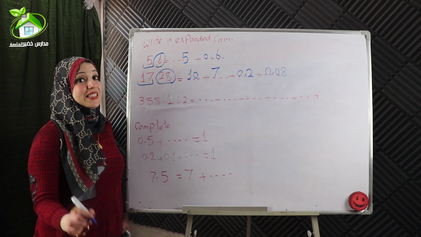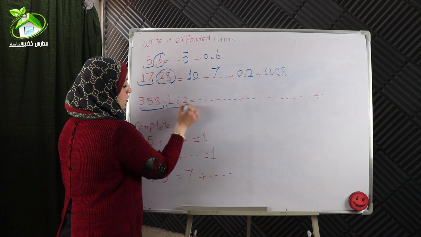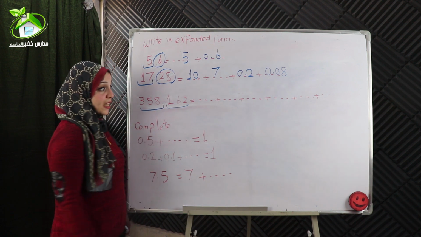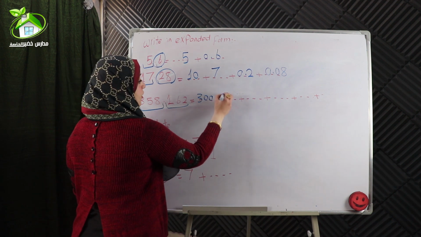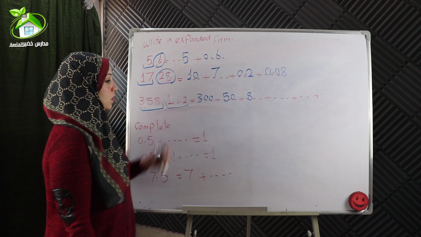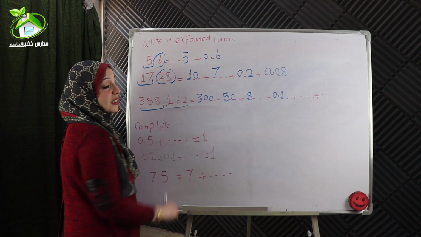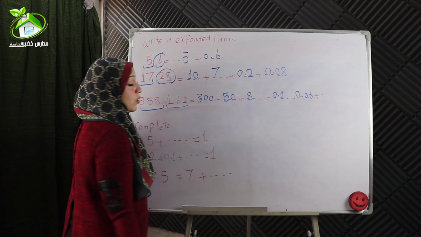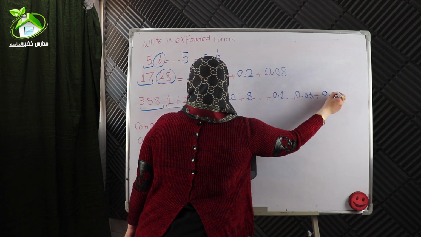The last example here, 358.162 thousandths. I divided this number into 2 parts, the whole part and the decimal part. I begin with the whole part. 3 is in the hundreds place, so it equals 300. 5 is in the tens place, so it equals 50. And 8 is in the ones place, so it equals 8. The decimal part: 1 equals 0.1 in the tenths place. 6 is in the hundredths place, so it equals 0.06. 2 is in the thousandths place, so it equals 0.002.